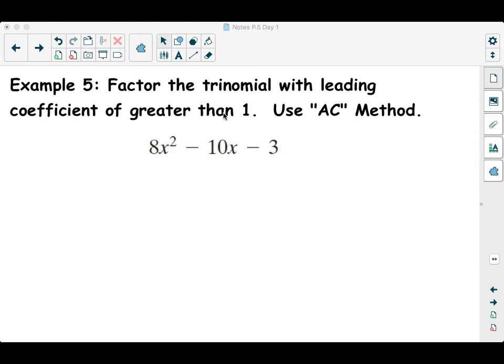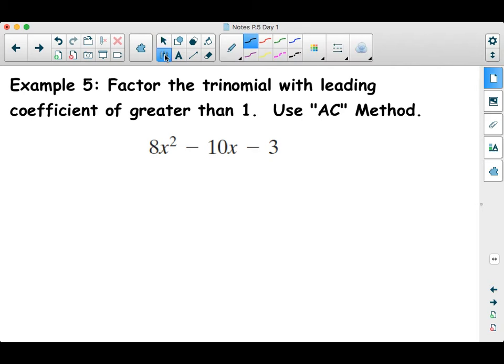This video is on factoring the trinomial with a leading coefficient greater than 1 using the AC method. So this leading coefficient is 8, so it's greater than 1. How you do this is you multiply the A, which is the 8, and the negative 3, which is the C. You're going to multiply them together. So 8 times negative 3 is negative 24. I'm just going to write that off to the side.